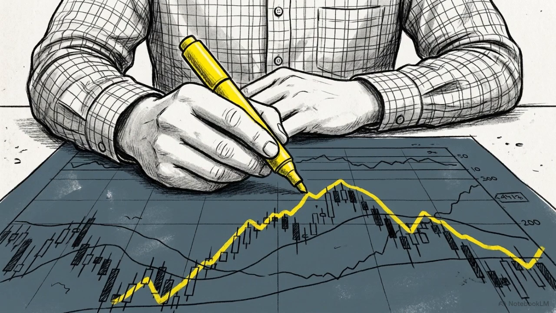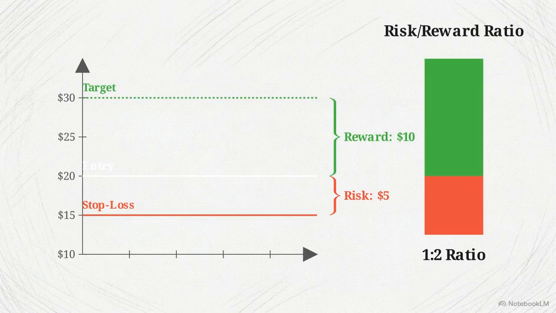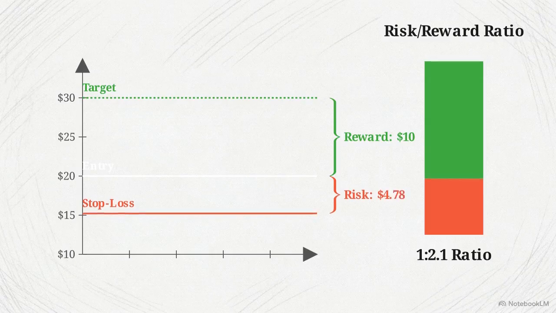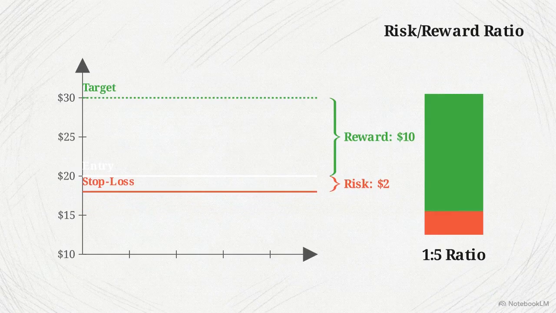A conservative investor can adjust this ratio. By moving the stop loss closer to the initial entry price, you minimize your total dollar exposure. If we adjust our XYZ stop loss and move it up to $18, our risk drops to $2 while we maintain our $10 target. We now have a highly favorable 1-to-5 ratio.